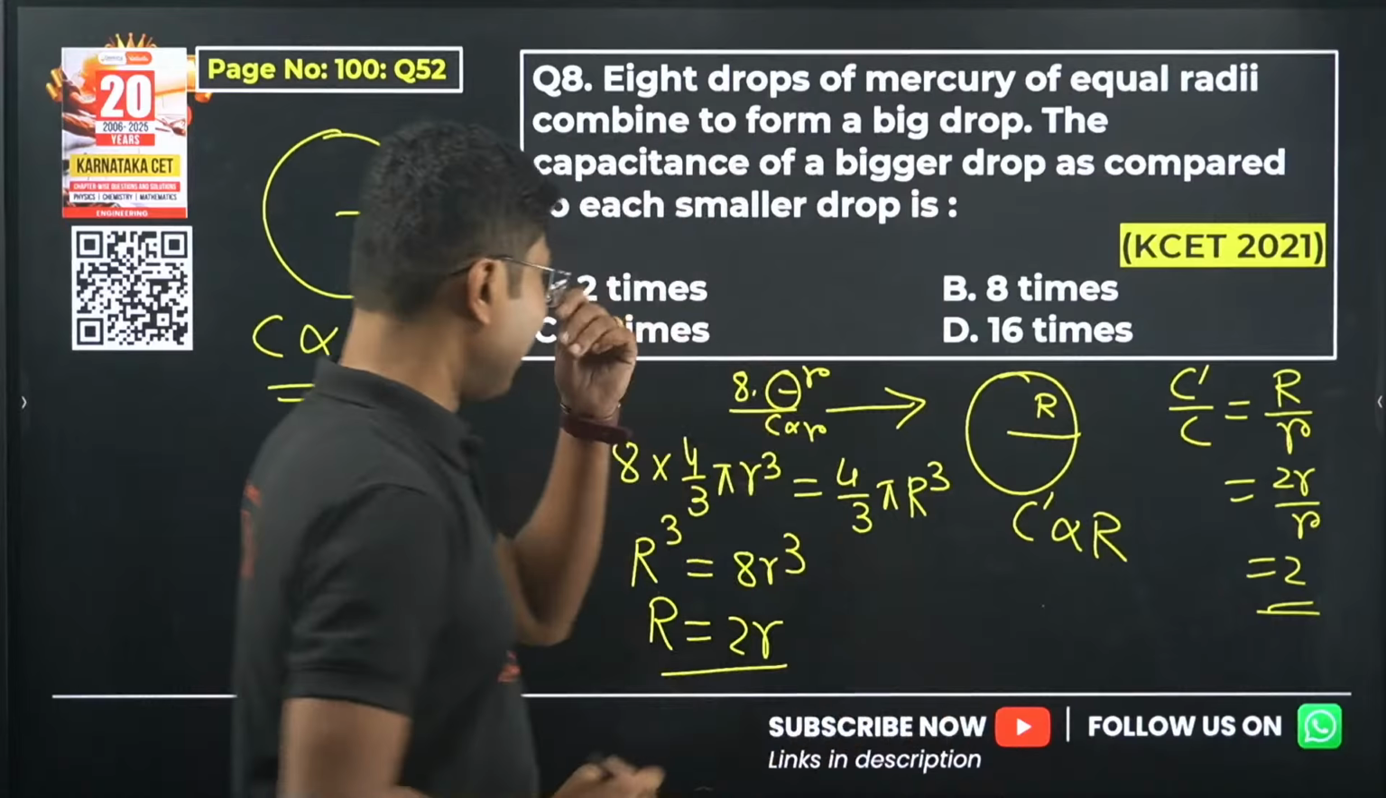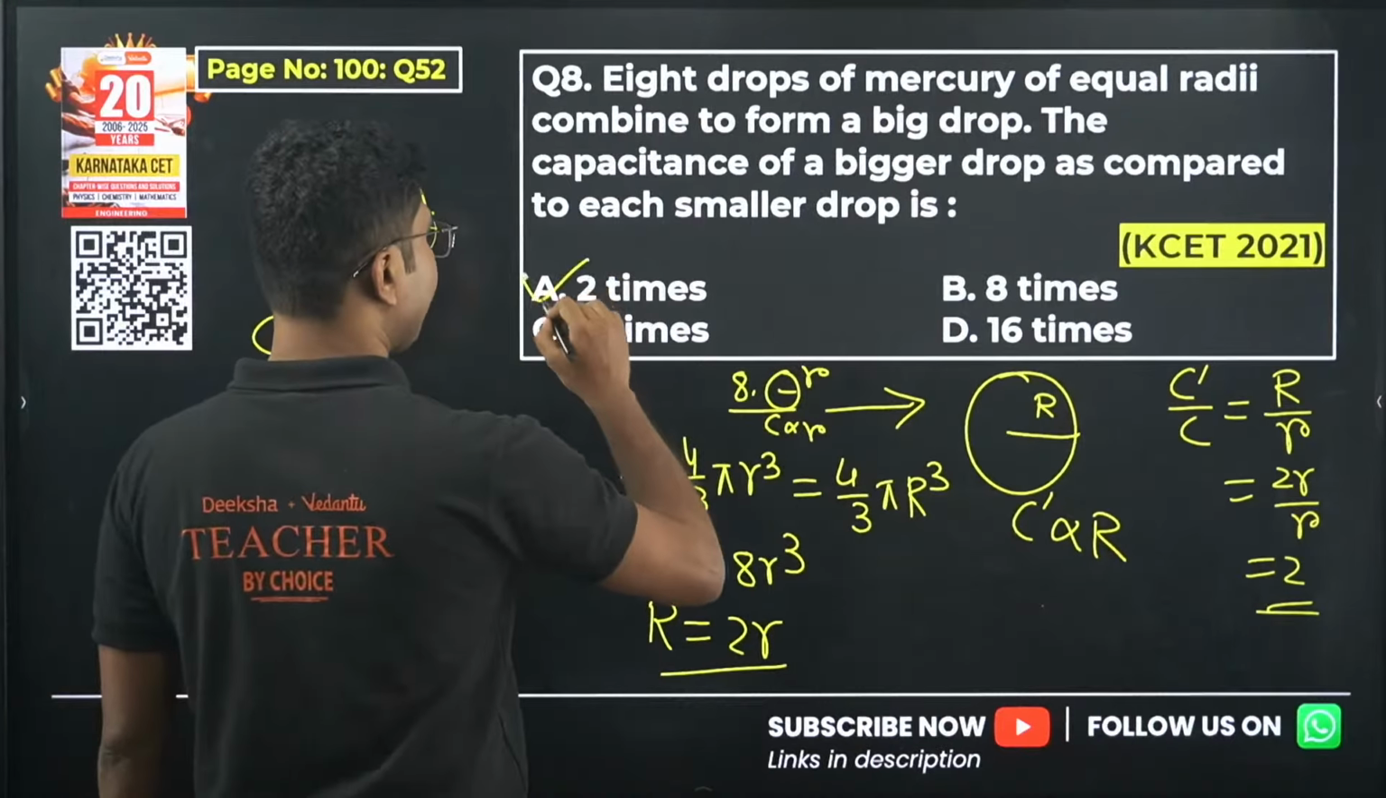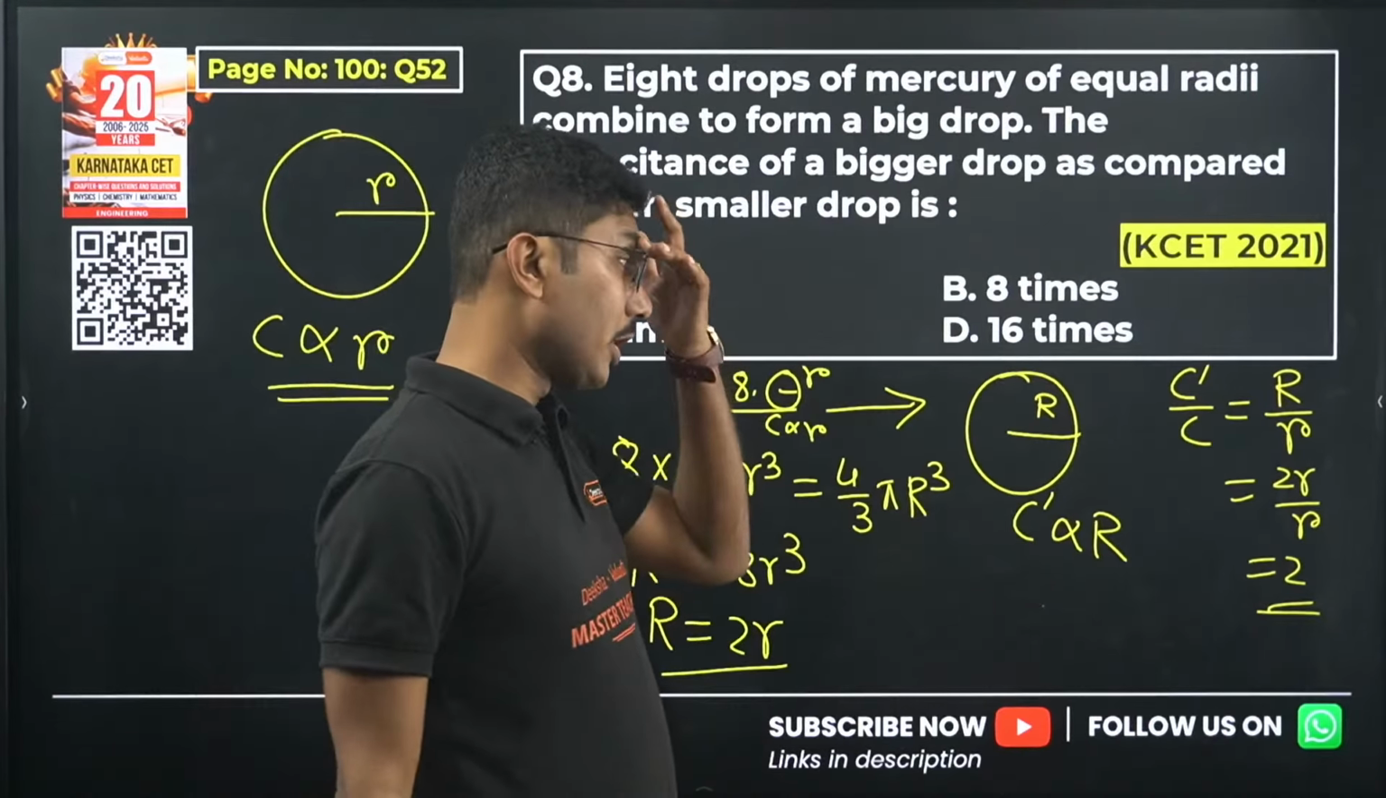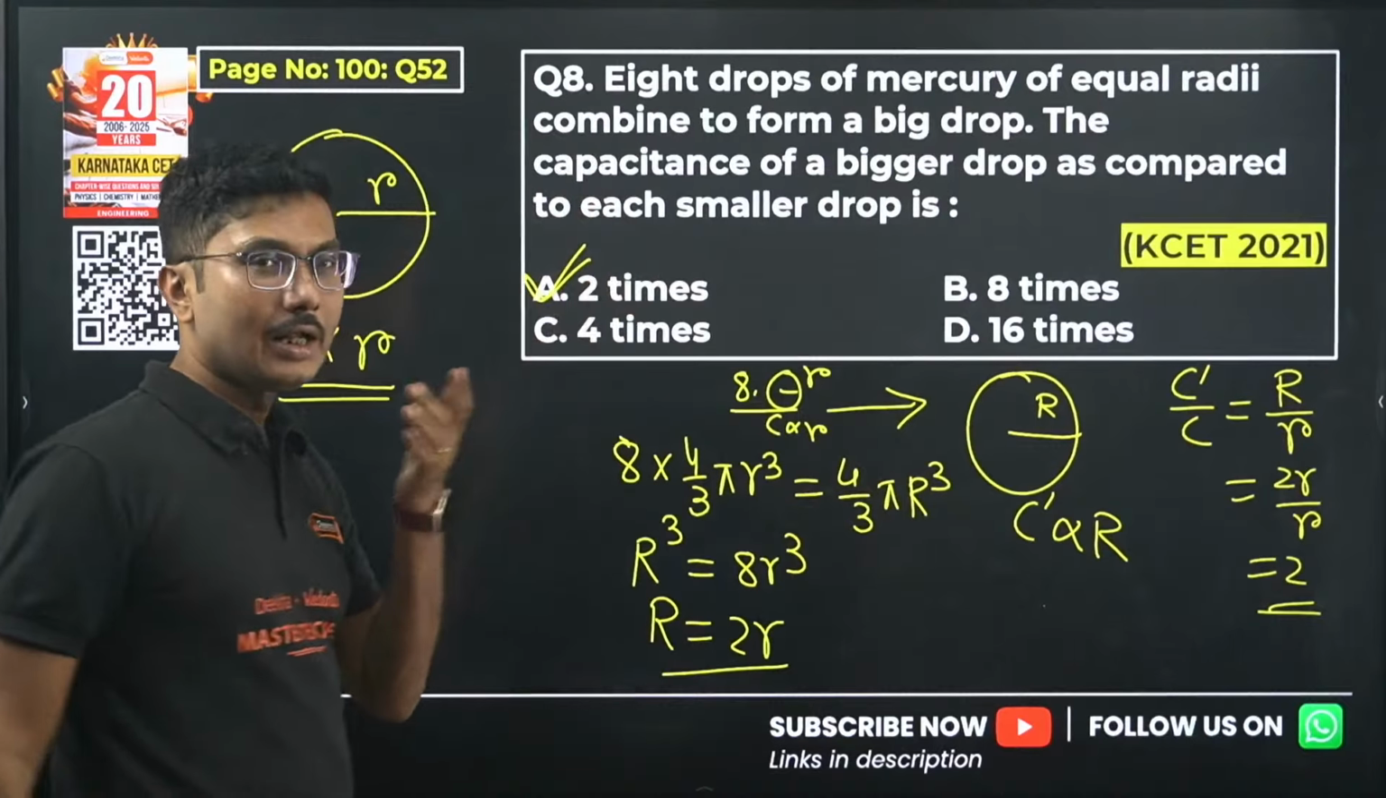So the capacitance will be only 2 times. Even though you have added 8 smaller drops, the capacitance increases only 2 times.